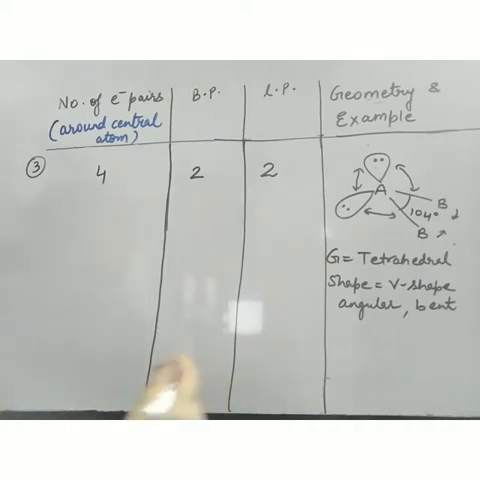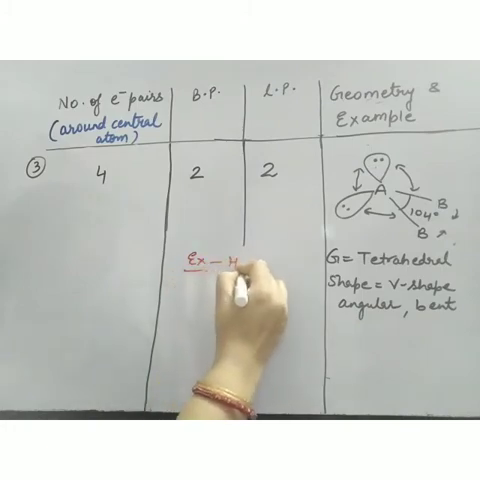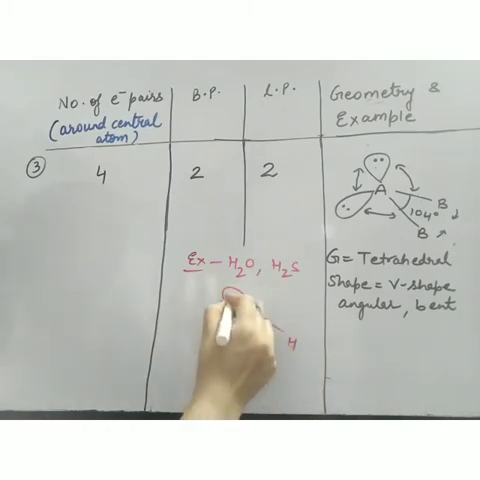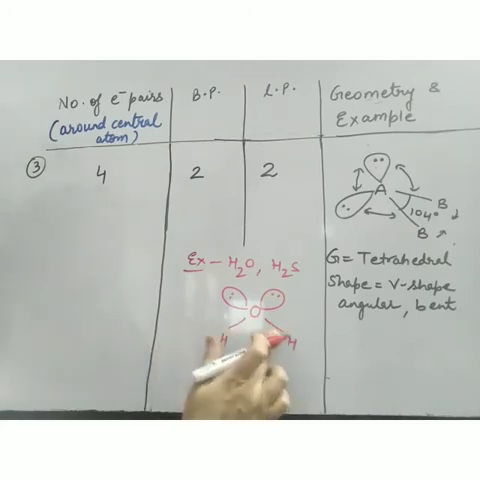And what is the example in this case? The example here is water, H2O, H2S. Water has this type of shape. Oxygen is the central atom, with 2 bond pairs and 2 lone pairs. The bond angle is 104 degree.